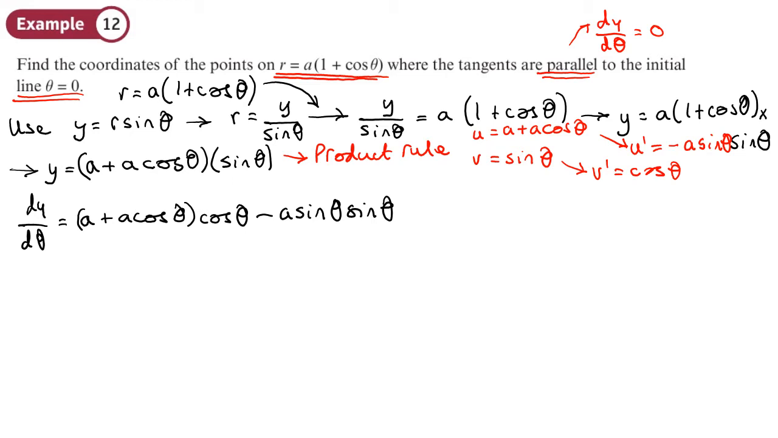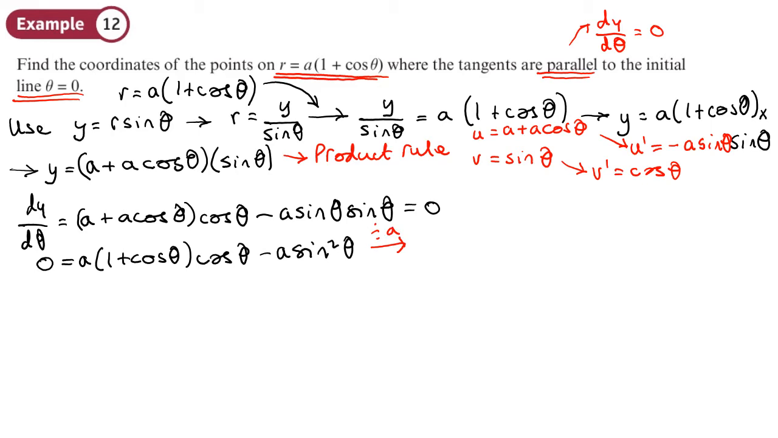Now, because we're setting this equal to 0, it might be helpful to say, if I took this a outside the bracket, and write this out as sine squared theta, then I can divide both sides by a.